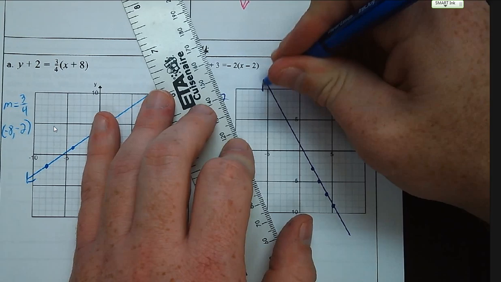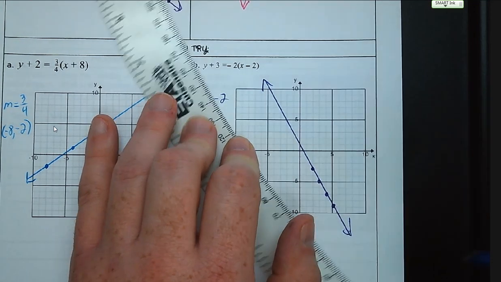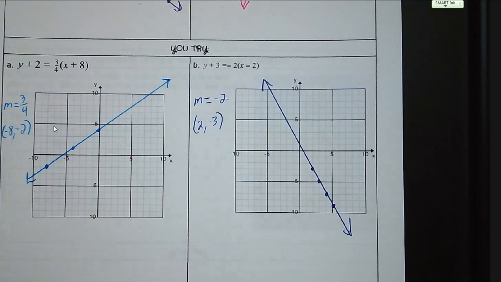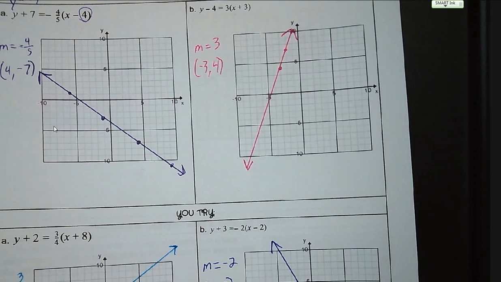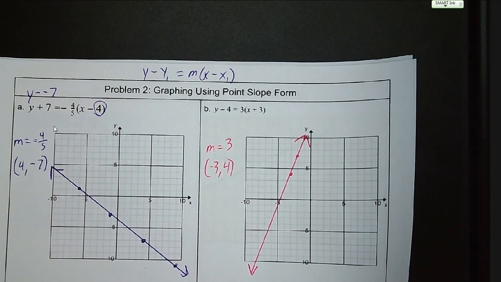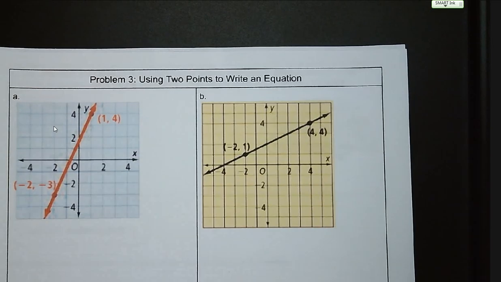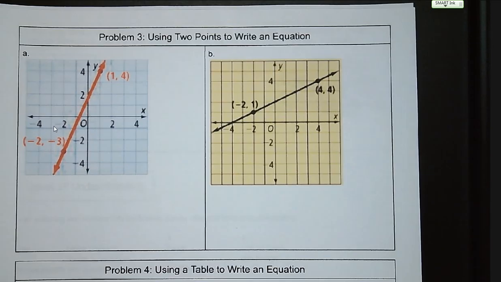All right, make sure your graph goes to the edge of the grid, and you're good. Okay. All right, moving on to problem number 3. Using 2 points to write an equation.